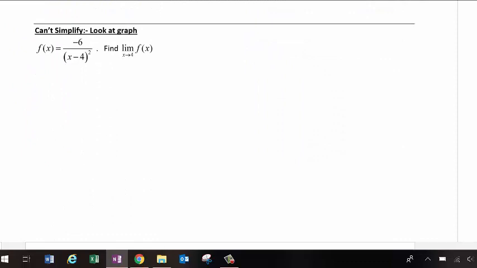One more for this portion. We're going to look at one that we can't simplify, so we're going to have to graph this. There's nothing we can cancel for this. We can't plug in. So this is in the form, if I were to try to do it, I would have gotten a -6/0 if I would have plugged it in. So we're going to graph it.